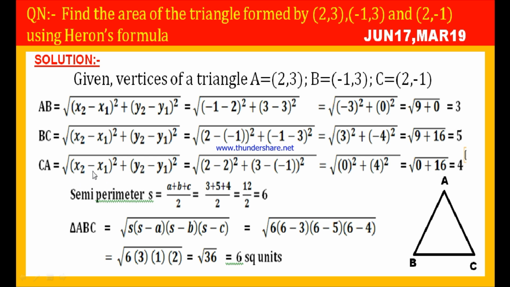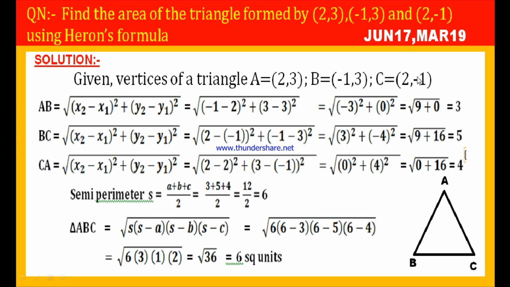The same formula, root over x2 minus x1 whole square plus y2 minus y1 whole square. Now the coordinates of C will be x1 y1 and the coordinates of A will be x2 y2. Now x2 minus x1 whole square. x2 is 2 and x1 is 2, therefore it is 2 minus 2 whole square, plus y2 minus y1 whole square.